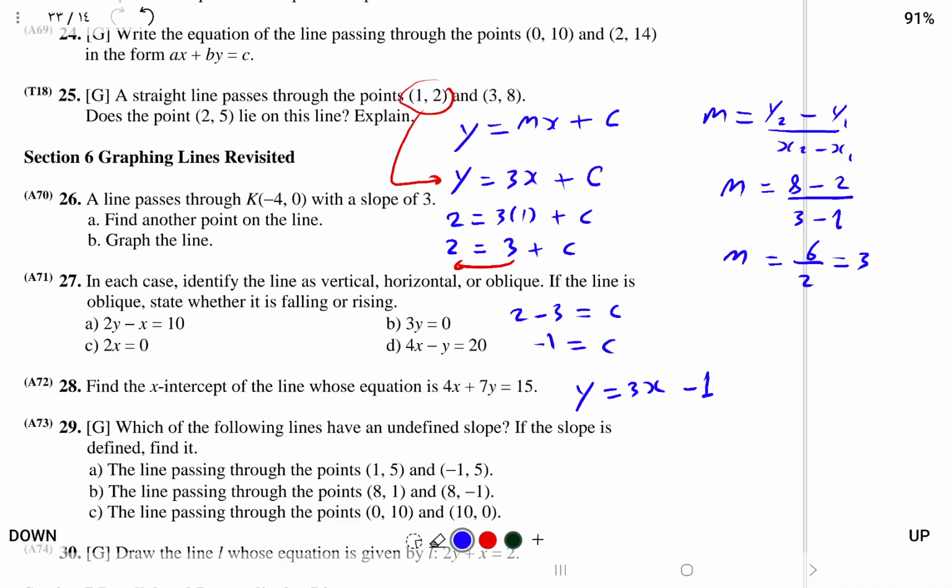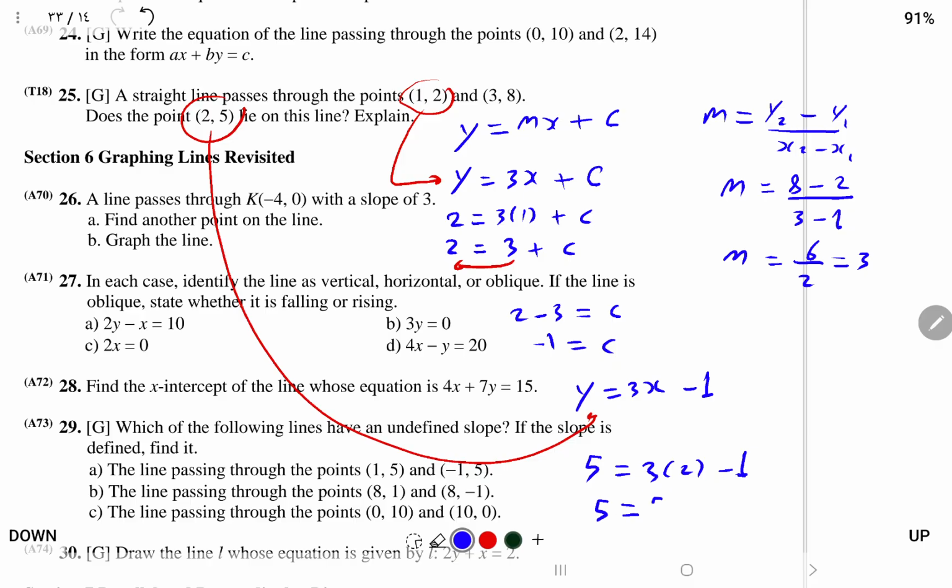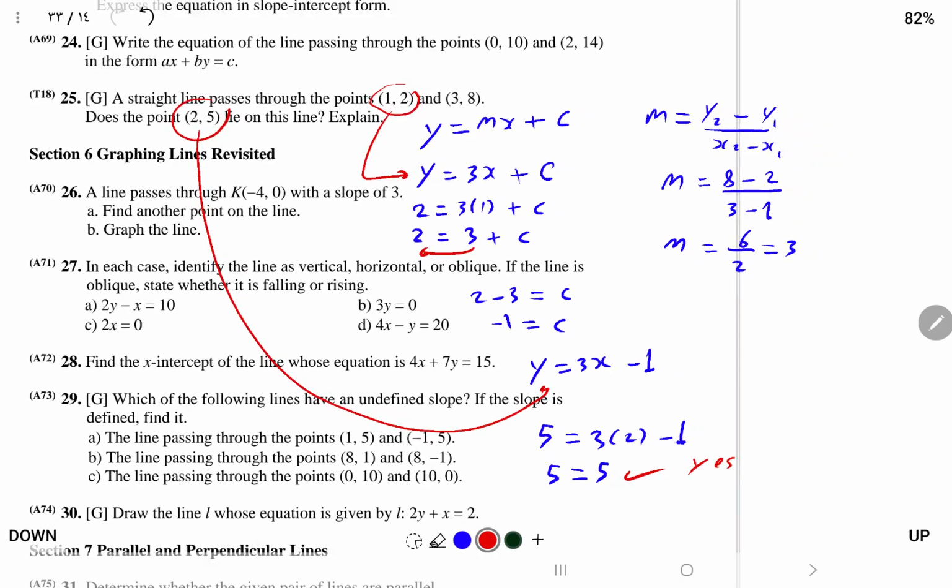Now, does the point (2, 5) lie on the line? Let's check. We will replace this point in the line and see whether it lies on the line or not. So 5 is equal to 3 times 2 minus 1. 5 equals 5. So yes, the point lies on the line.